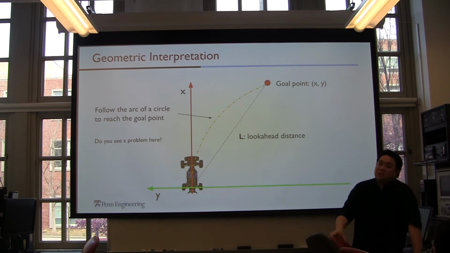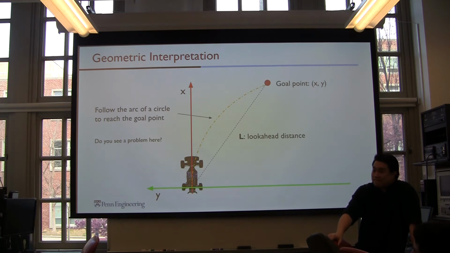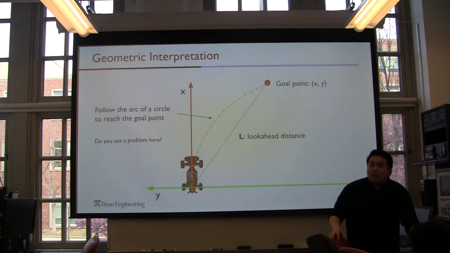Question, so do you see a problem here? Yeah, what's the problem? It might run into an obstacle. We're not considering obstacles yet. Oh, yeah. Maybe the goal point, so that the turning radius is too tight. That's one question, but it's more like the heading at the end of the curve? Huh? The heading at the end of the curve?